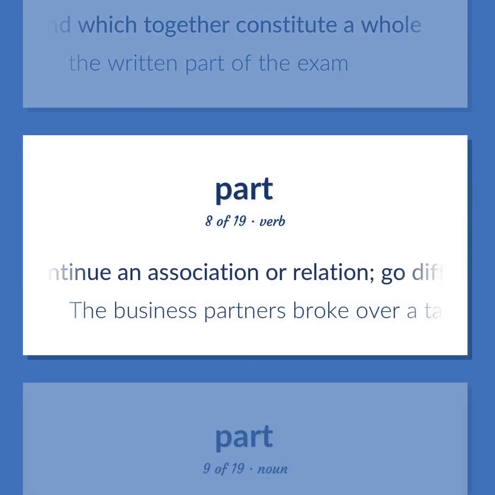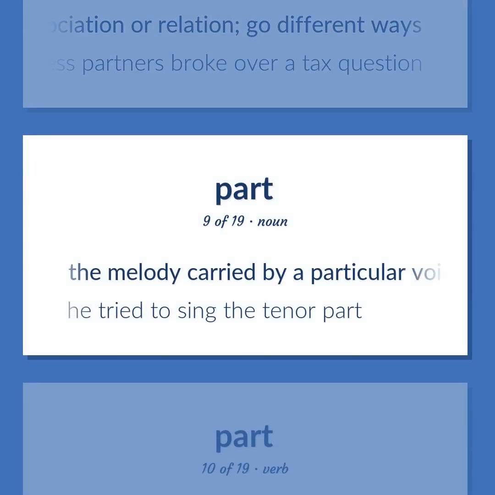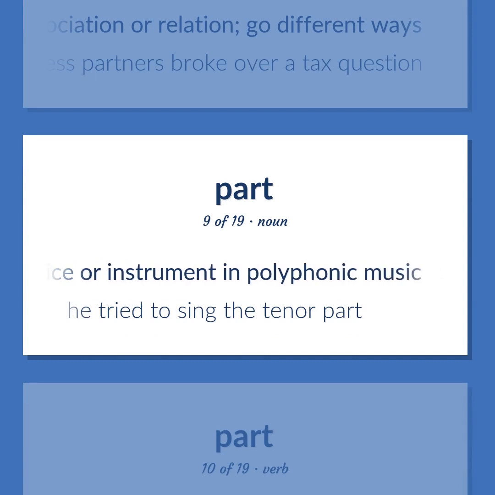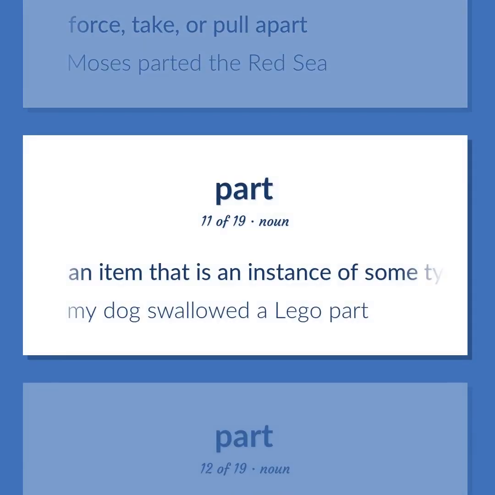Discontinue an association or relation. Go different ways. The business partners broke over a tax question. The melody carried by a particular voice or instrument in polyphonic music. He tried to sing the tenor part. Force, take, or pull apart. Moses parted the Red Sea. An item that is an instance of some type. My dog swallowed a Lego part.